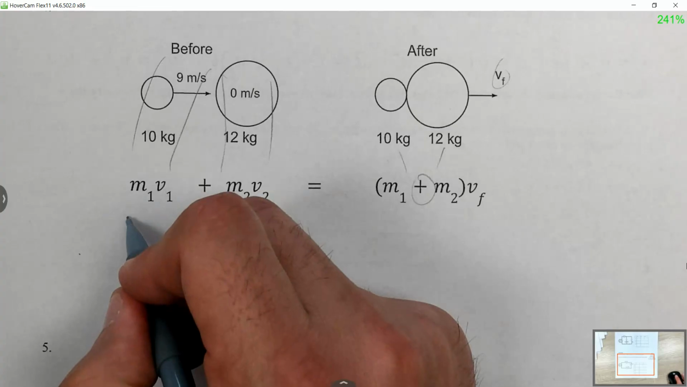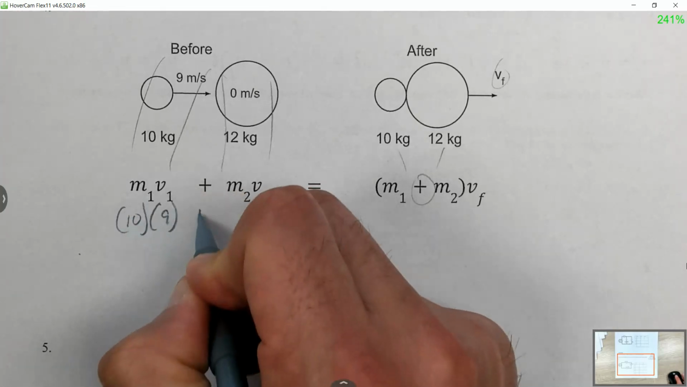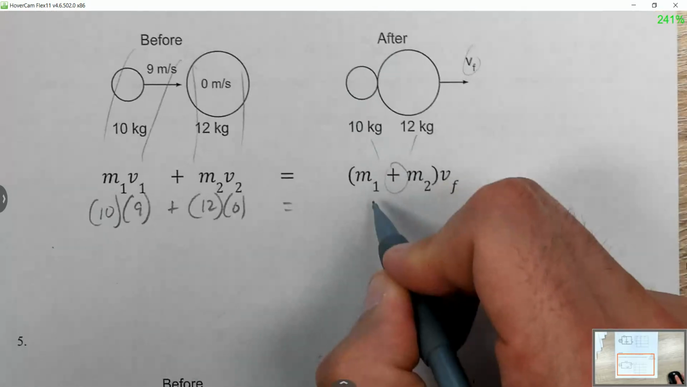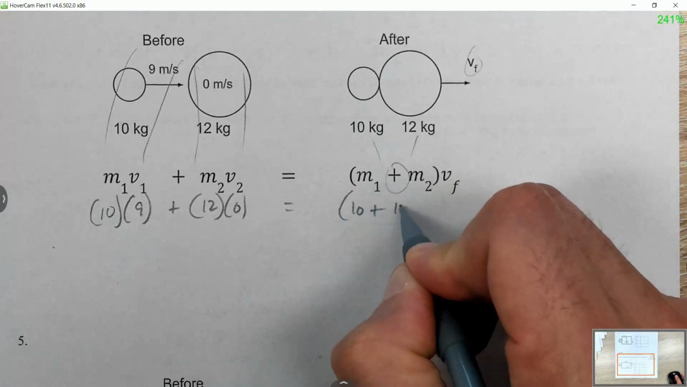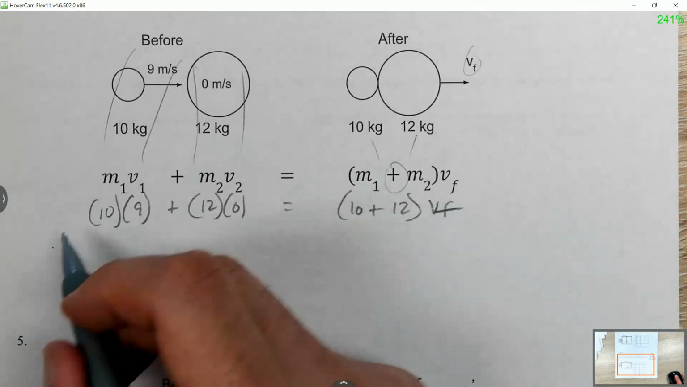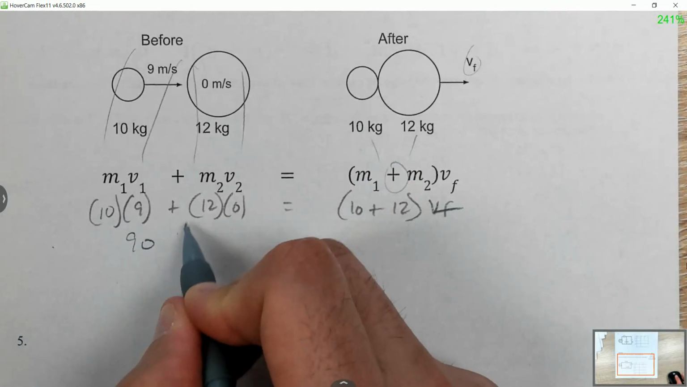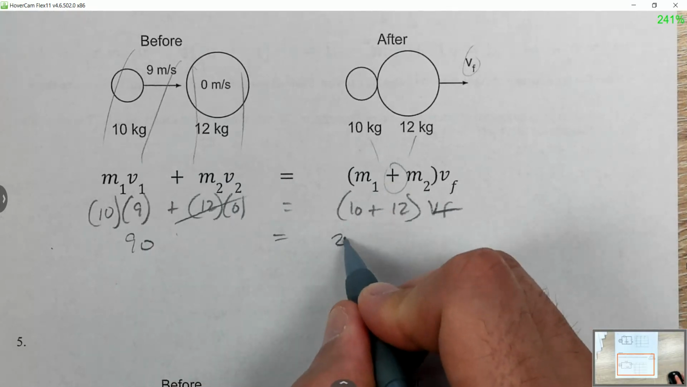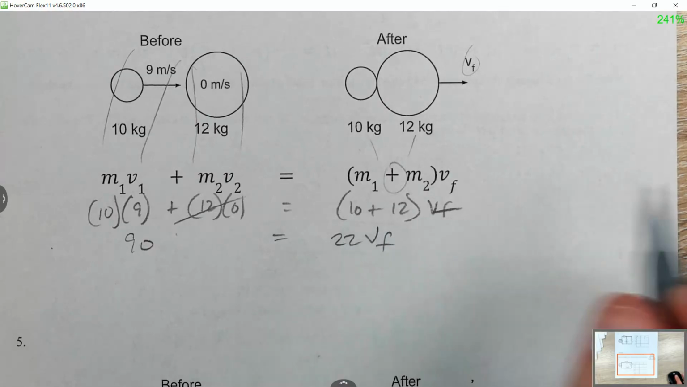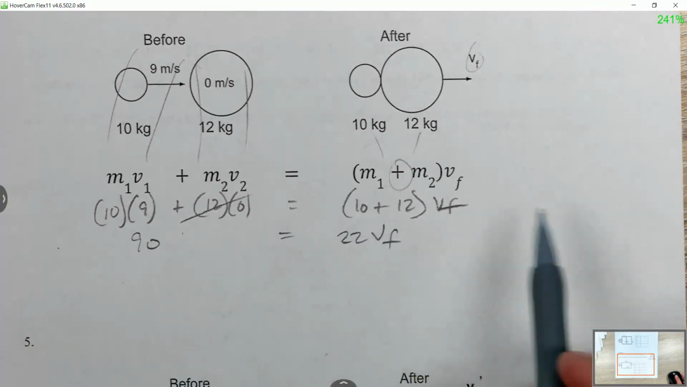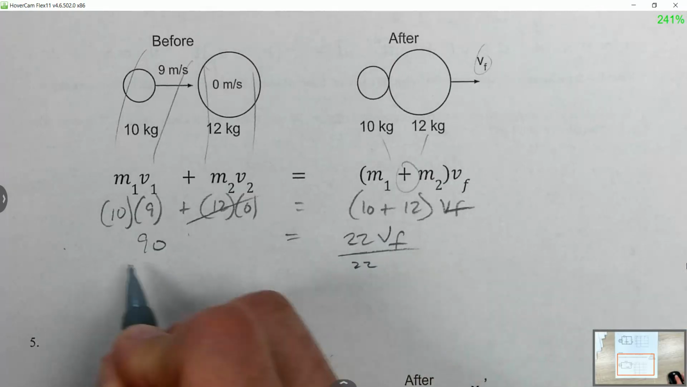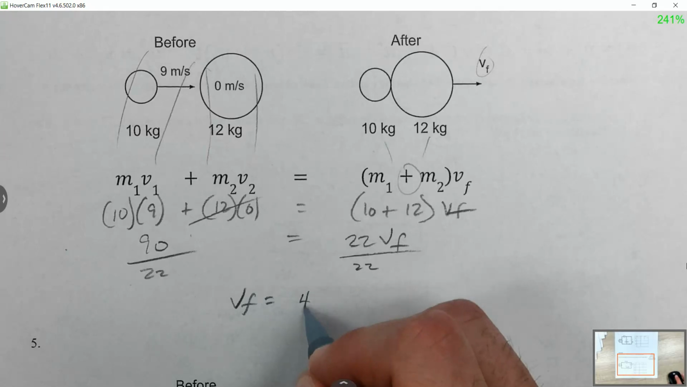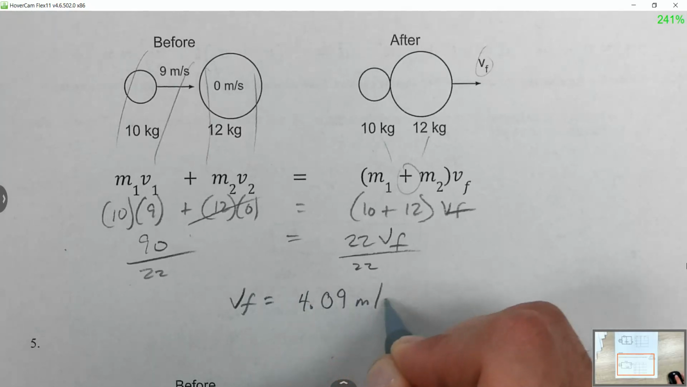So mass of the first is 10. Velocity is 9. Bring down the plus sign. Mass is 12. Velocity is 0. Bring this over: 10 plus 12 times VF. So 90 is equal to 22 times VF. To get VF by itself, divide both sides by 22. And we're looking at approximately 4.09 meters per second.